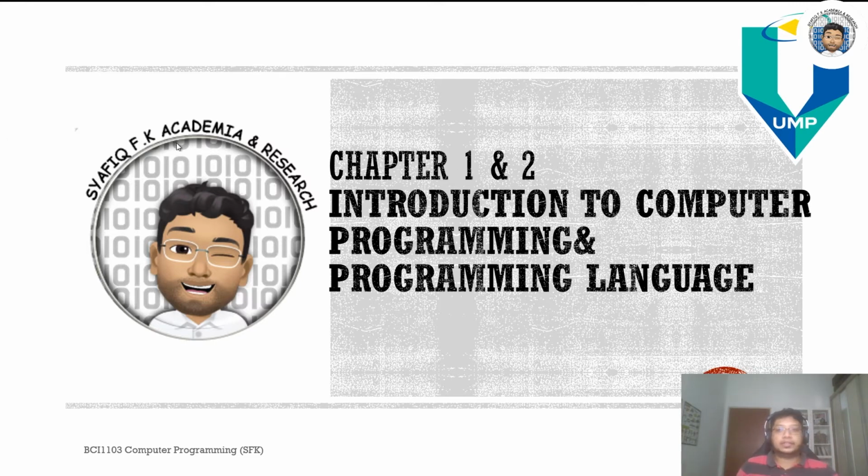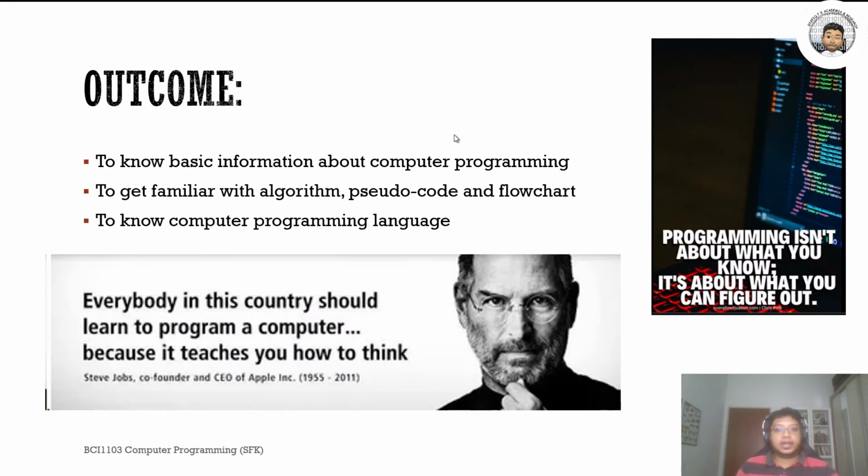For today's chapter, the outcome is for you to know the basic information about computer programming, and to get familiar with algorithms, pseudocode, and flowcharts. And also for you to know about the computer programming language. The outcome of this course is important for you to understand, since it's very fundamental to what a programming language is.